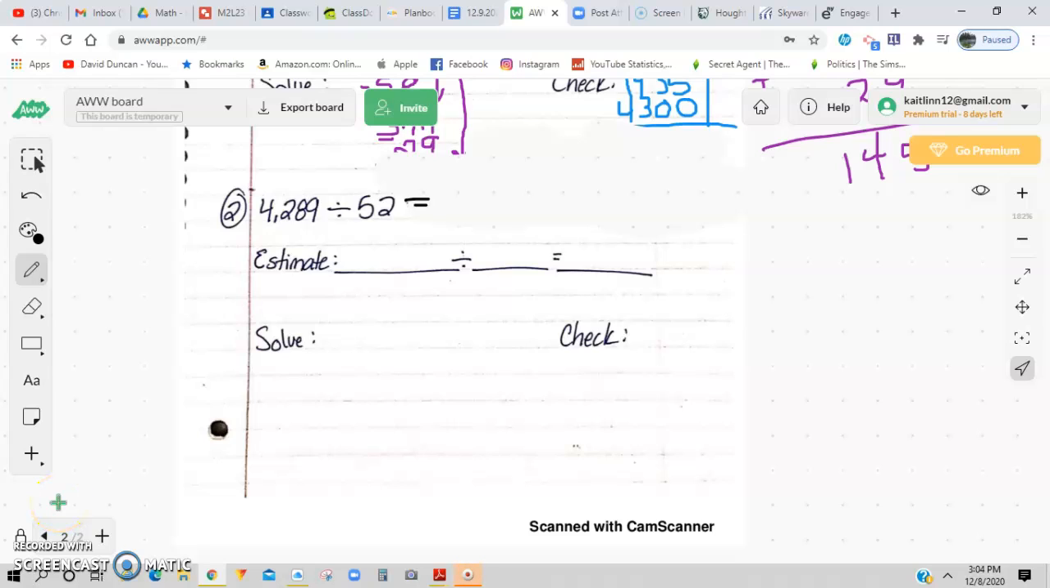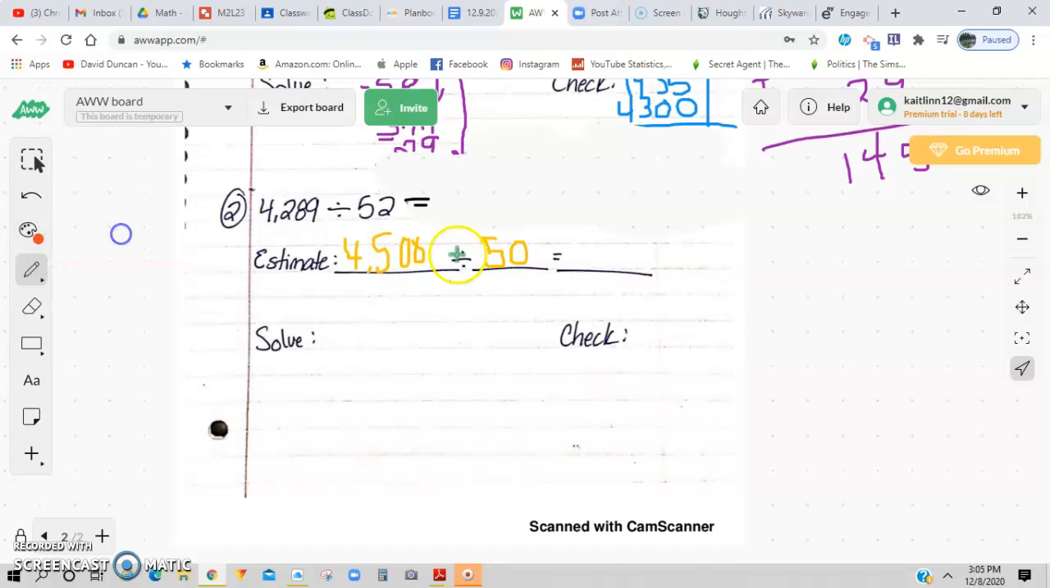This is the second portion of our math notes for lesson 23. Looking at our next problem, we have 4,289 divided by 52, and we're going to start by estimating. I'm going to round that 52 to 50, okay? And then my 4,289, I'm going to round that up to 4,500 because I know 5 can go into 45.